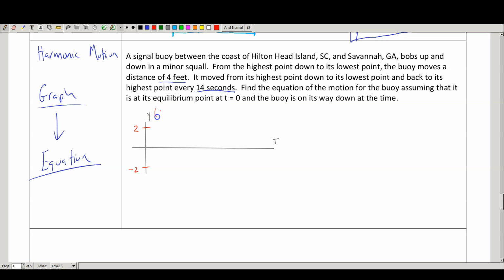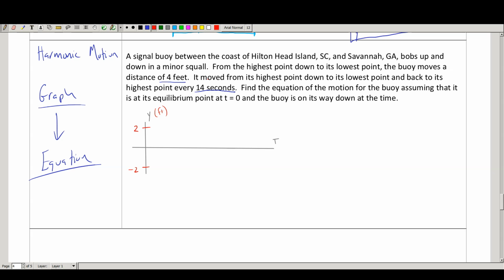So this is in feet, and it says every 14 seconds, right? 14 seconds. That's going to indicate the period, how long it takes for the wave to complete, right?